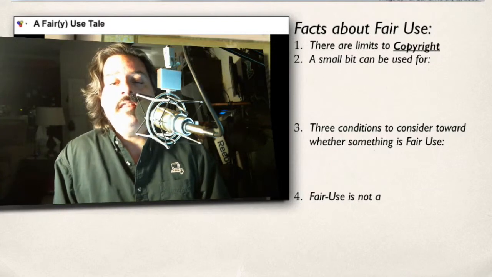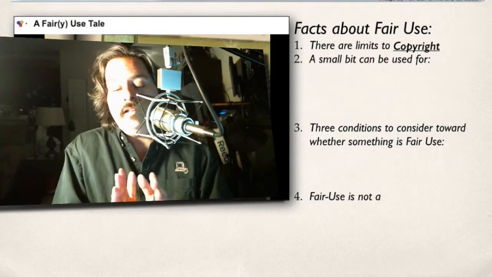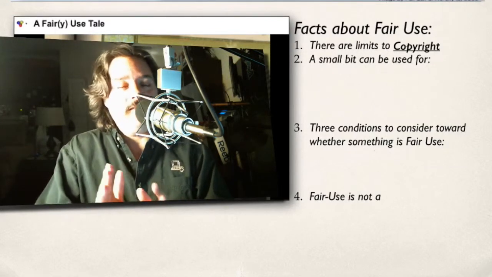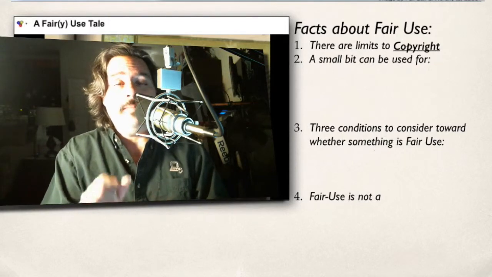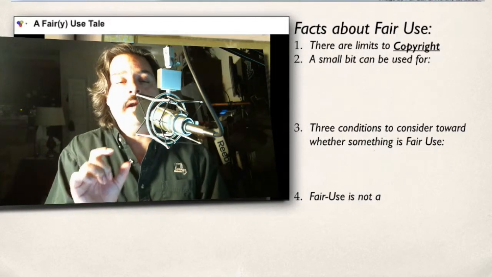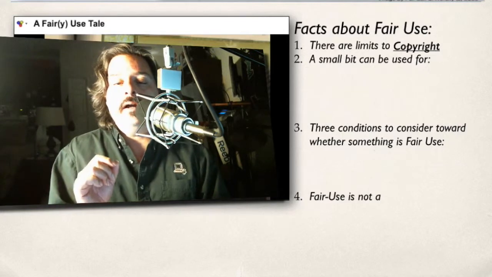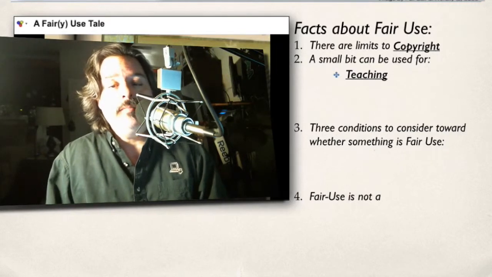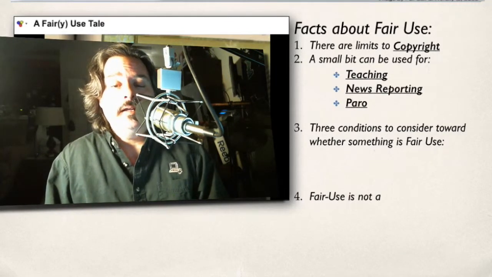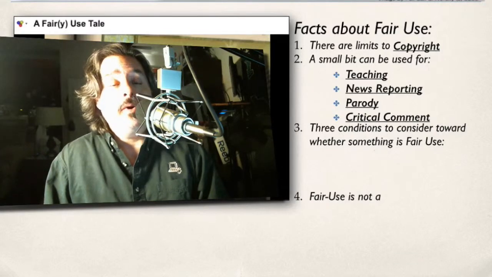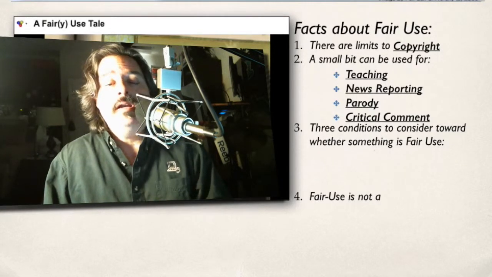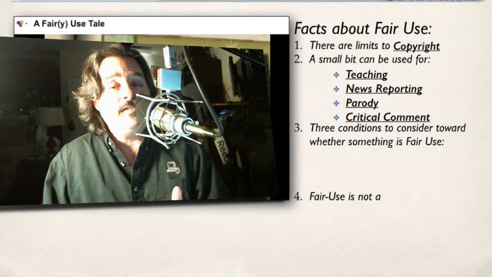So the first one is there are limits to copyright. Fair use is a very, very narrow sliver. It's one way to work around copyright, but it's extremely narrow and certainly more narrow than most people assume. A small bit of a piece of media can be used for teaching, news reporting, parody, or critical comment. So the very first test in whether something is fair use or not is whether it's used as part of a teaching assignment, news reporting, parody, critical comment.